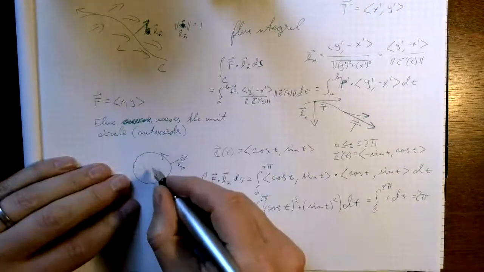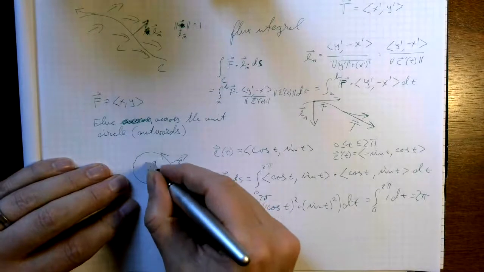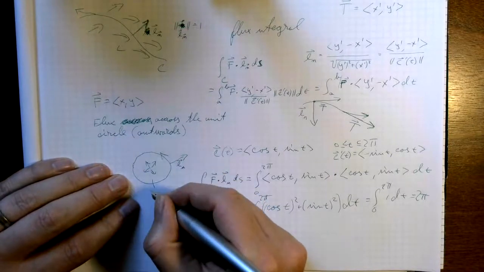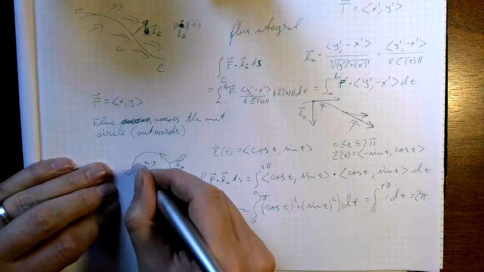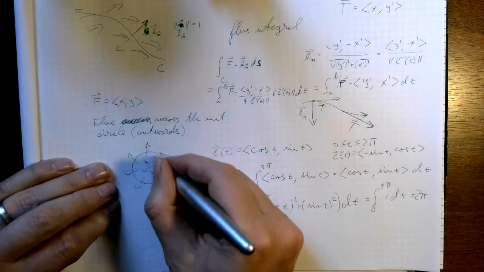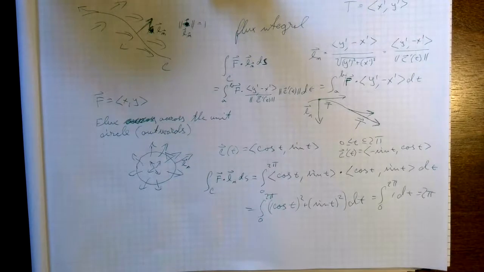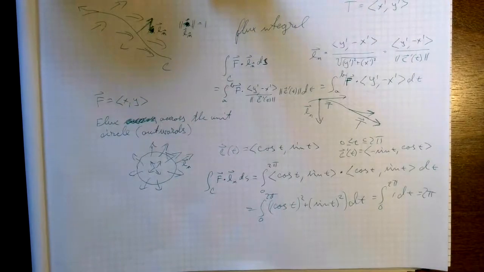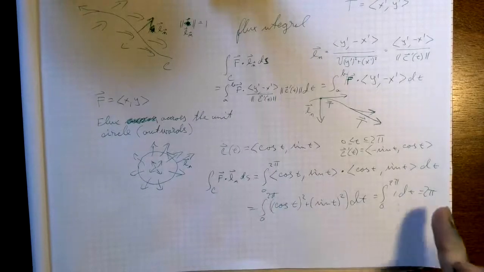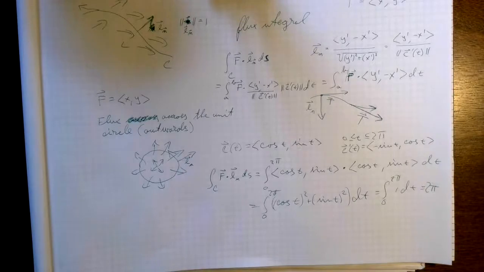And it makes sense. This is the flow field that's going outward. So stuff is flowing out, and it's flowing out at this rate.